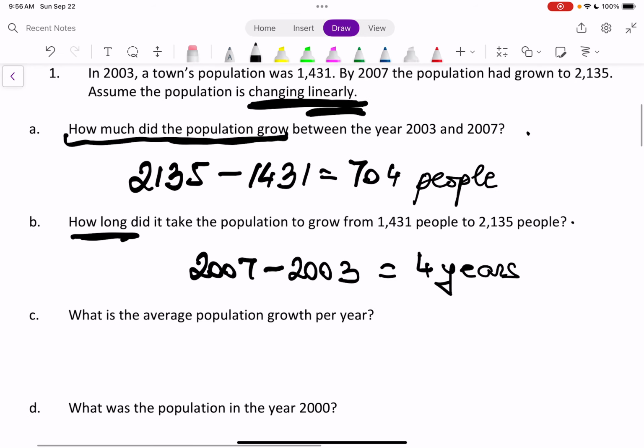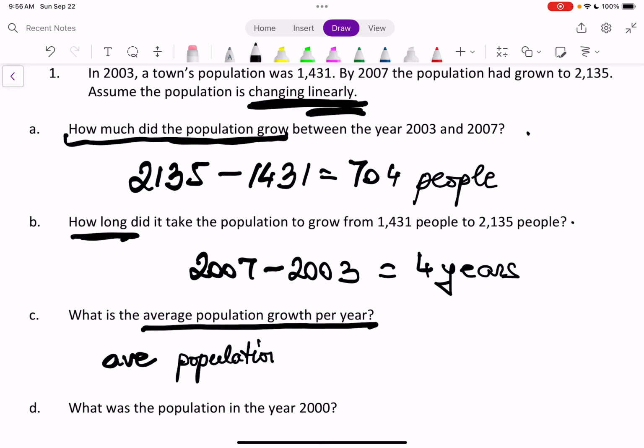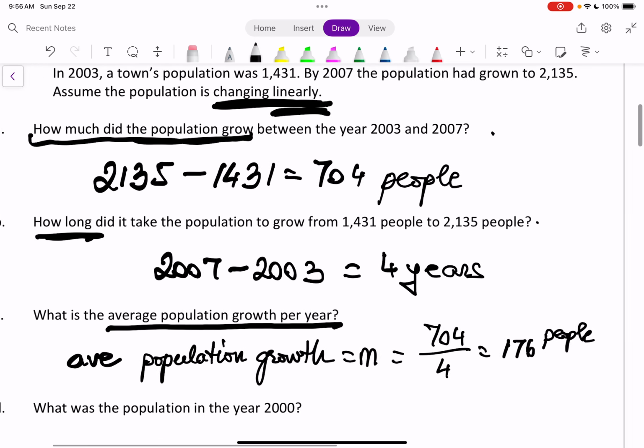Okay. So what we really found here are just the two key points to find the average population growth per year. So remember, we talked about it in chapter 1. The average population growth is simply the slope of this line, and that's just going to be the population grew by 704 people over 4 years, and that's an average of 176 people per year.